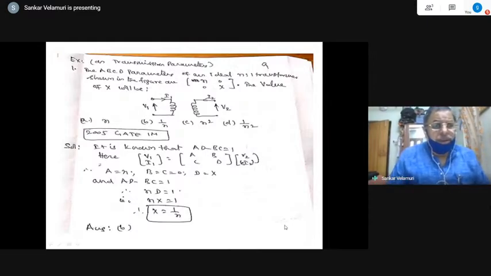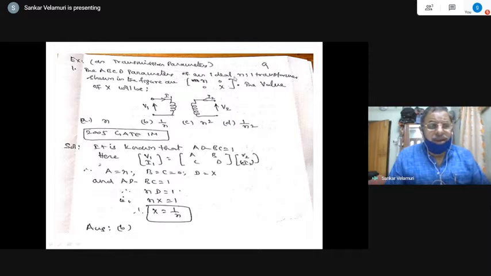The ABCD parameters of an ideal N:1 transformer. This is a very typical problem which was given in GATE 2005 for 1 mark. The ABCD parameters of an ideal N is to 1 transformer shown in the figure are N, 0, 0, X. The value of X will be? So this is the transformer notation.